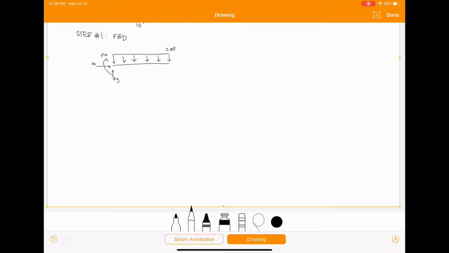All right, so now that we have our free body diagram, and put a length on this beam of 10 feet, we can move on to step number 2, which is equations of equilibrium. Again, I like to start with the moment equation. So I'm going to do that again. And the reason I like to do that is because it only gives you one unknown.